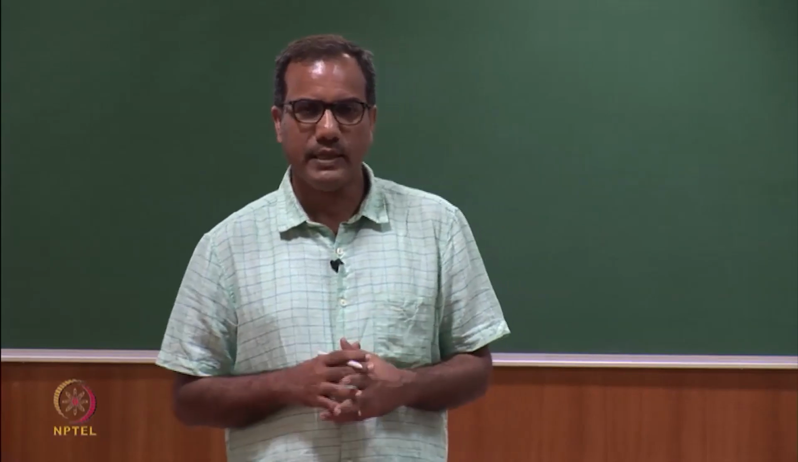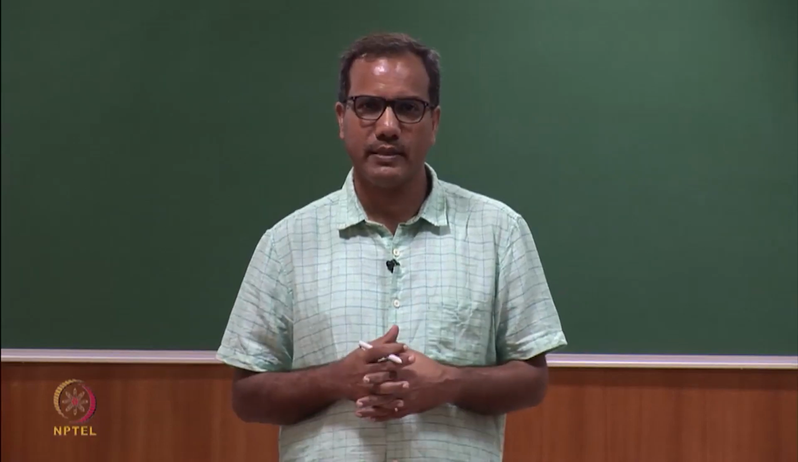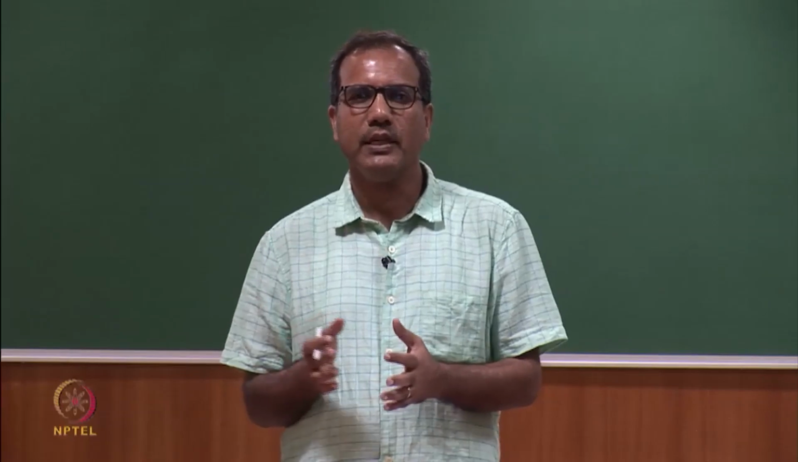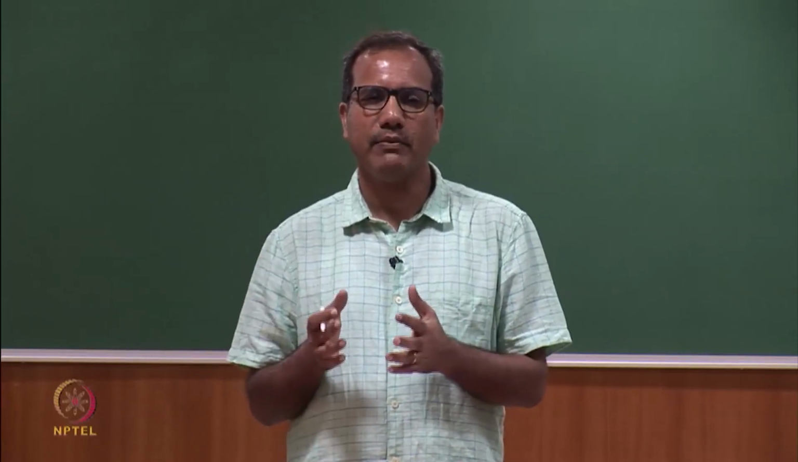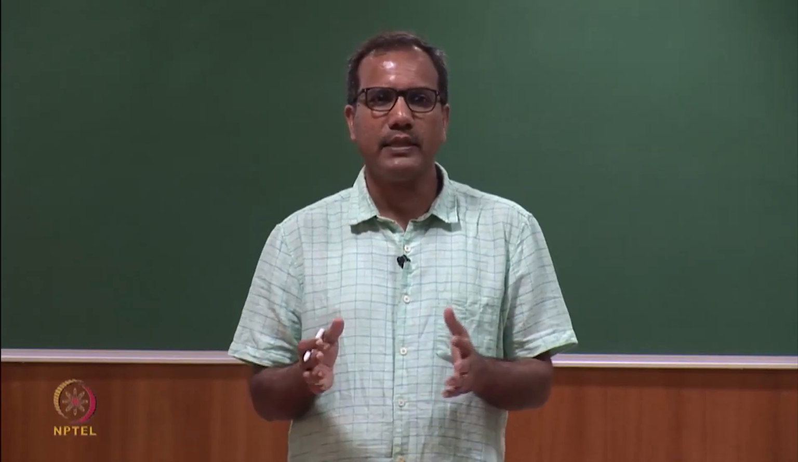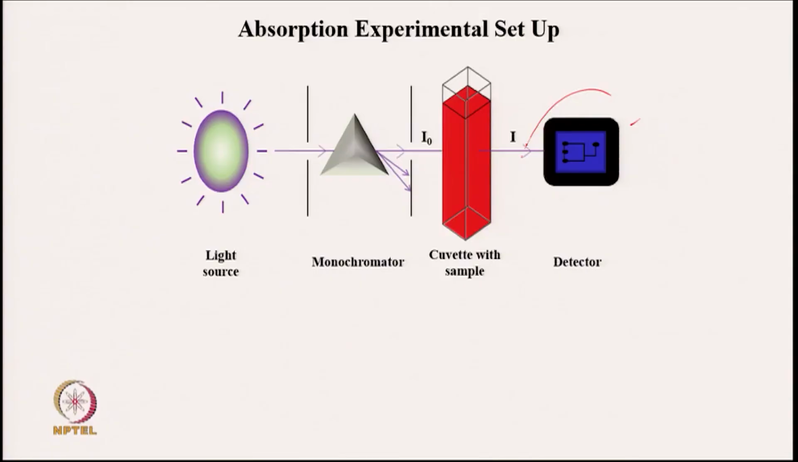So, what I mean by that is, suppose we are going to look at transmitted light. In that case, if you want to see the transmitted light, what we can do is, you can put a detector in line with the light source and sample. So, this is the line between light source and sample, and in this line itself you put a detector. Then you can look at the transmitted light.